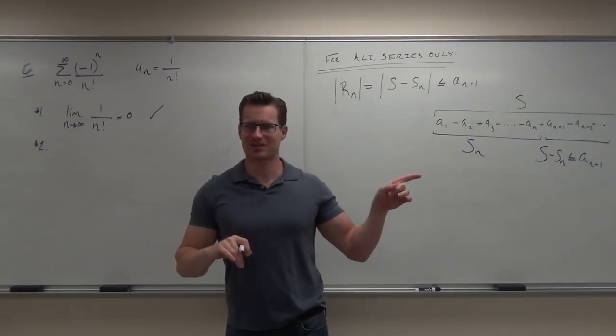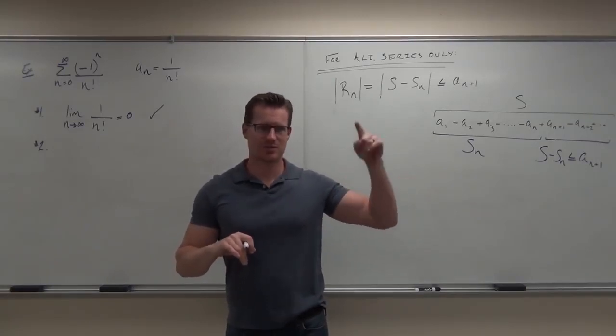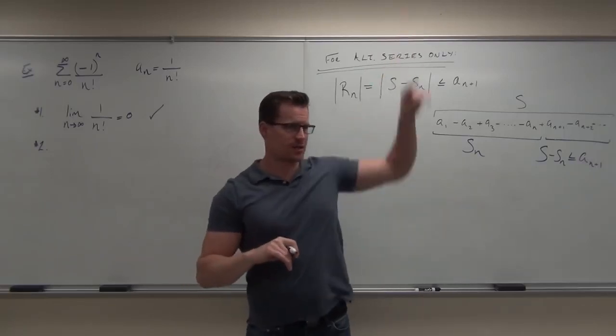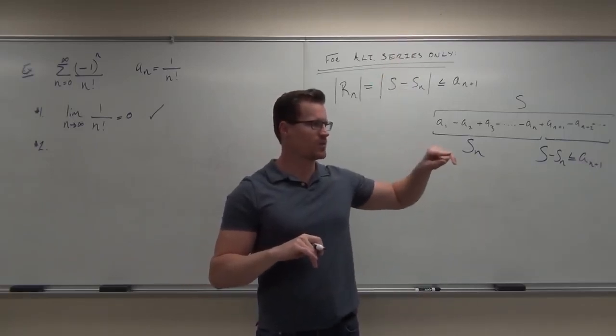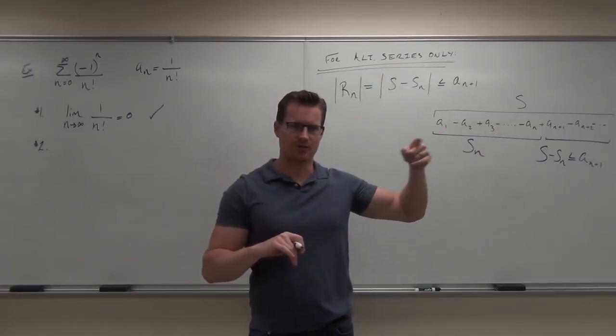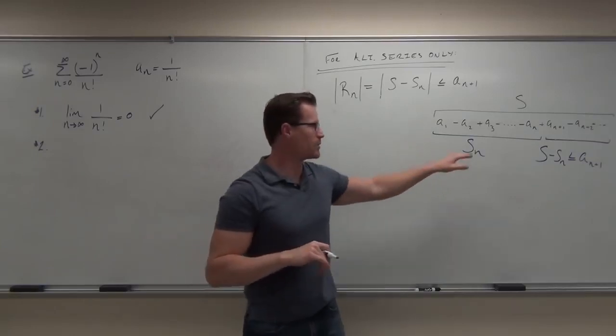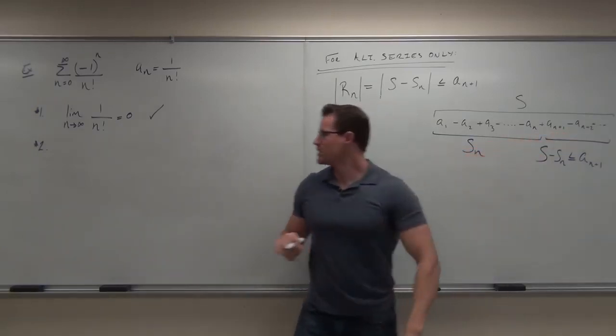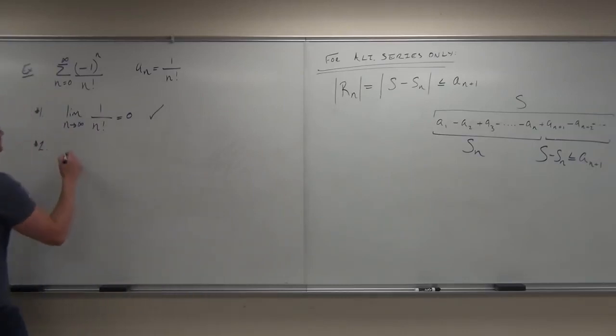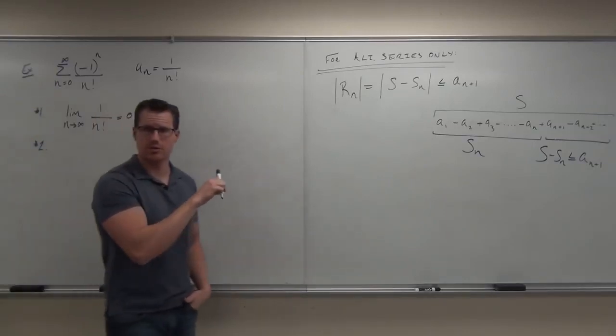Because it's alternating. If you keep going back and forth, plus, and your terms get bigger, it's not going to work. But if your terms get smaller, remember that whole sum idea? We went forward, then back, eventually we're going to converge. And we wouldn't even be able to find error if it wasn't decreasing. So, yeah, it's got to be decreasing. Is it decreasing? Would you show decreasing here with a derivative?